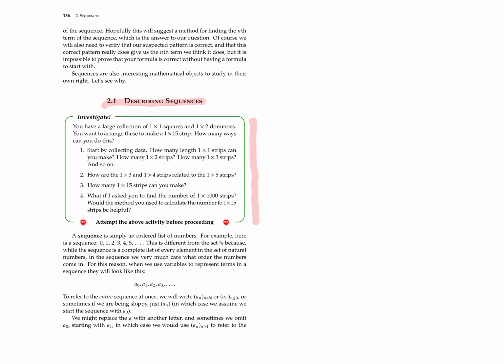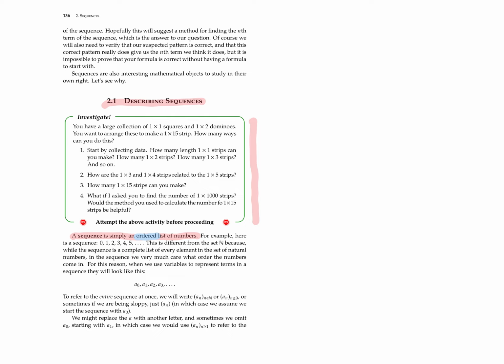So what is a sequence? A sequence is simply an ordered list of numbers, and the key word here is that word ordered, list of numbers. For example, we can look at a sequence here: 0, 1, 2, 3, 4, 5, and we'll see that these are the natural numbers. That's how we started, that we learn counting. So that's how things appear in nature, 0, 1, 2, 3, 4, 5.